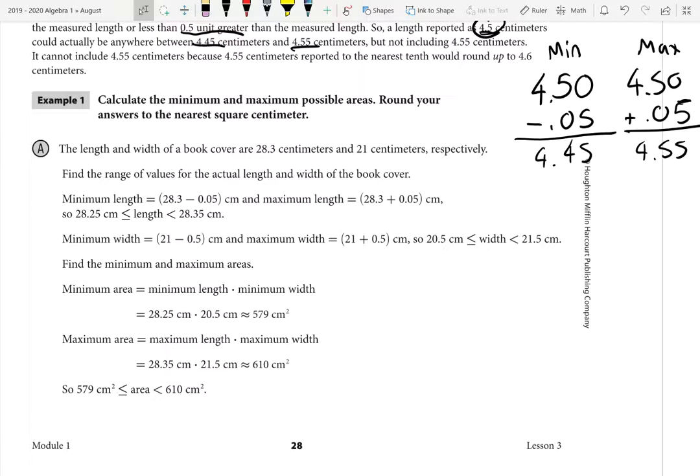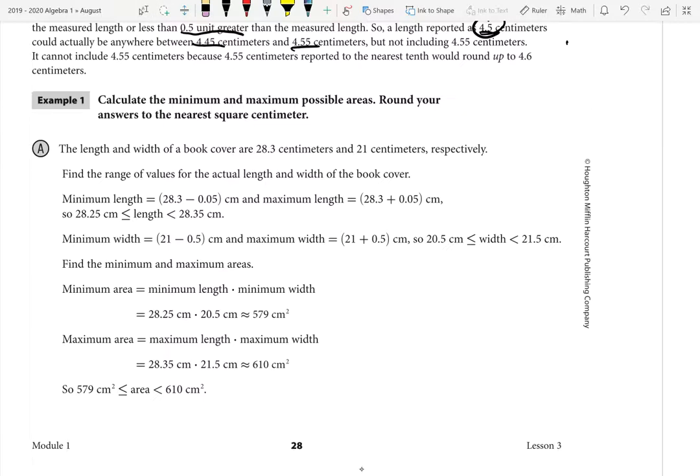Okay, so let's look at the example here in example A. Example A: find the length and width of a book cover that's 28.3 centimeters and 21 centimeters respectively. So the length is the 28.3 number, and the width is the 21 number. Find the range of values for the actual length and width of the book cover. So we're going to find the minimum length and maximum length, and the minimum width and the maximum width as well. You can see all the numbers broken down. It's already worked out completely for you, but let me explain my process for it.